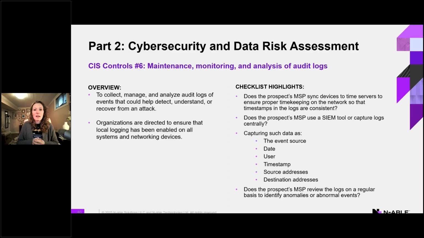Control number 6 is all about maintenance, monitoring, and analysis of audit logs. There are 8 sections as part of this particular control, but at a high level, this control is all about collecting, managing, and analyzing audit logs of events that could help an organization detect, understand, and then recover from an attack should an attack happen. Deficiencies in security logging and analysis are what allow attackers to hide their location. They can hide malicious software. They can move around on victims' machines and go about unnoticed.